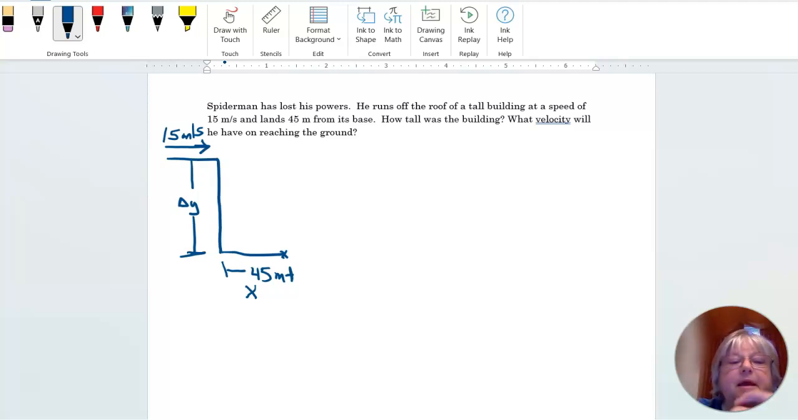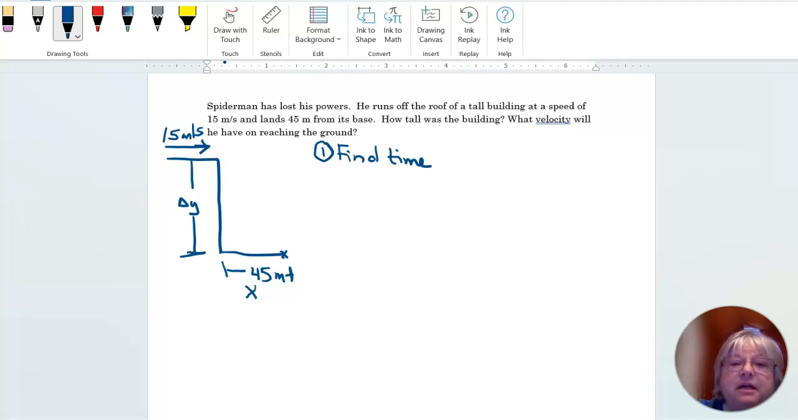Okay, now that I've got everything drawn, I'm going to go about solving the problem. The first thing we said we need to do when we have a problem that is a horizontal release, which is what this is, is find time. So that's going to be my first thing, because time, we said, links both my horizontal and my vertical.